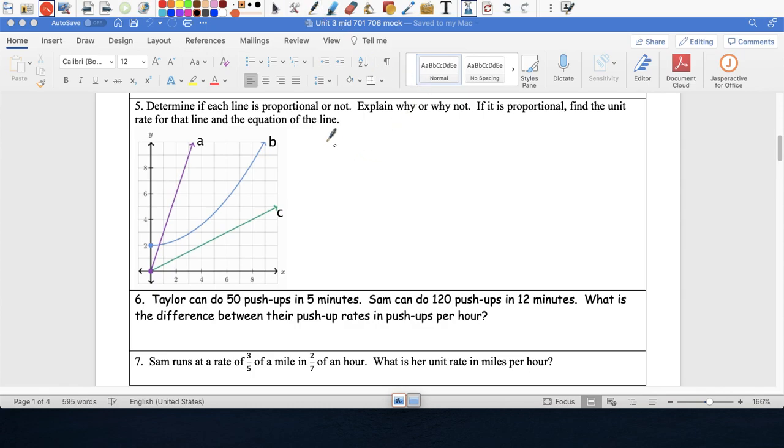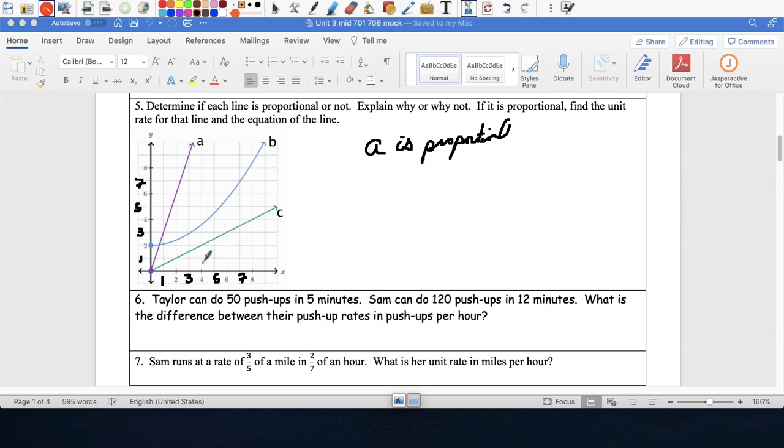So the question: which are proportional, find the unit rate, and align the equation with the line. So A is proportional, right? A straight line goes through the origin. Can I find the unit rate? Well, when you don't have numbers, fill them in. So this is 0, this would be 1, 3, 4, 5, 6, we don't need that many.